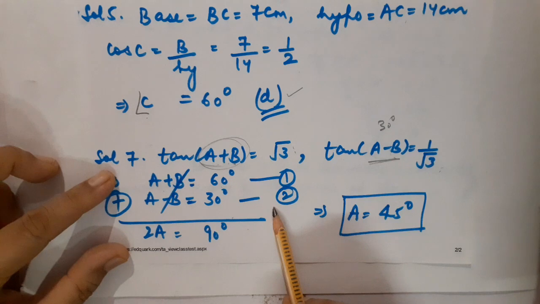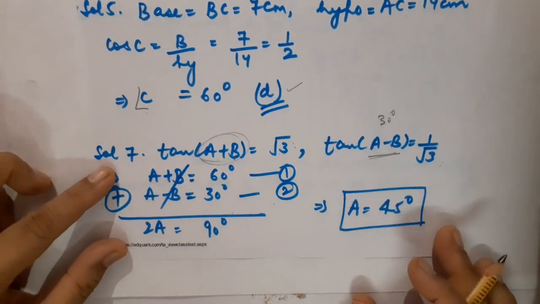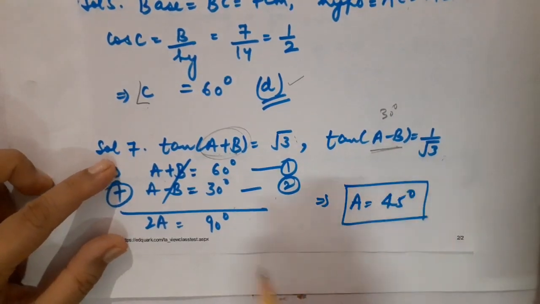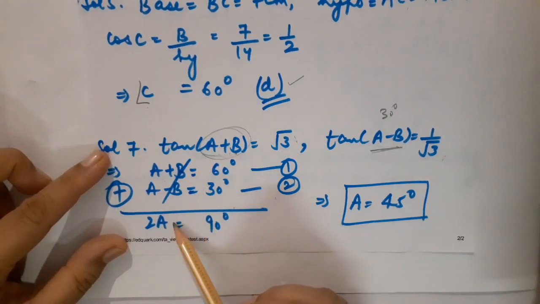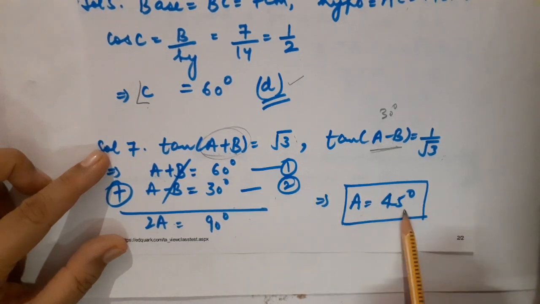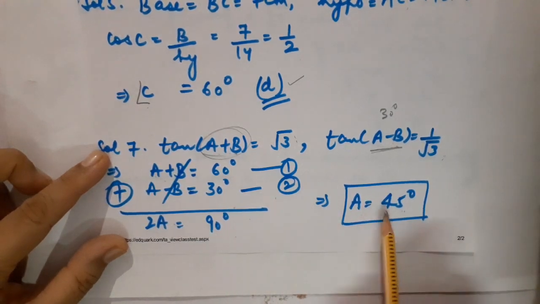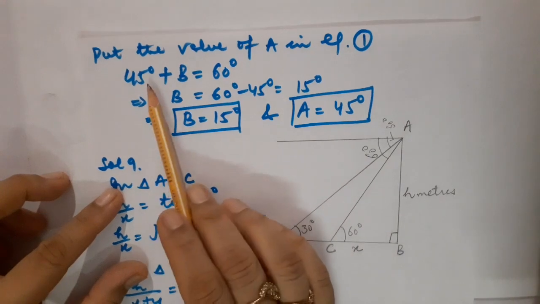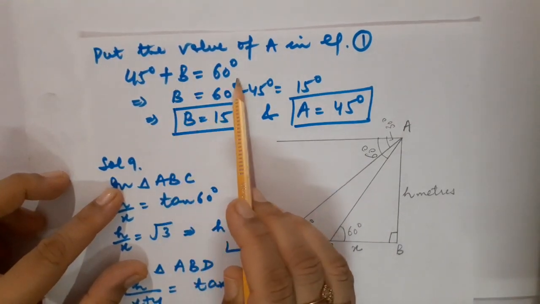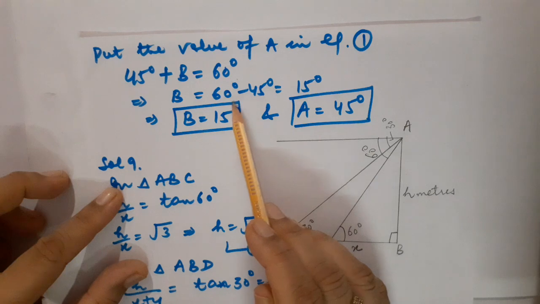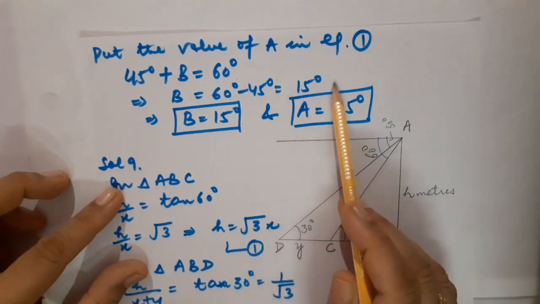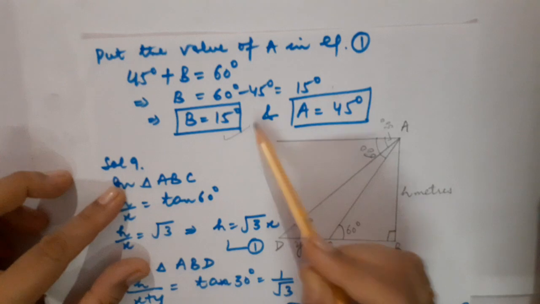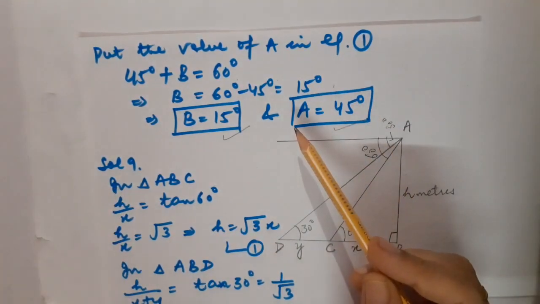Now I have got two equations, or I should say a pair of linear equations in two variables, that is A and B. Add them. B and B will be eliminated. It will become twice of A is equal to 90. So A is equal to 45. Put this value of A in equation number 1 and get the value of B. So after putting it in equation number 1, I have got 45 degree plus B is equal to 60 degree. So B is equal to 60 degree minus 45 degree, that is 15 degree. So B is 15 degree and angle A is equal to 45 degree.